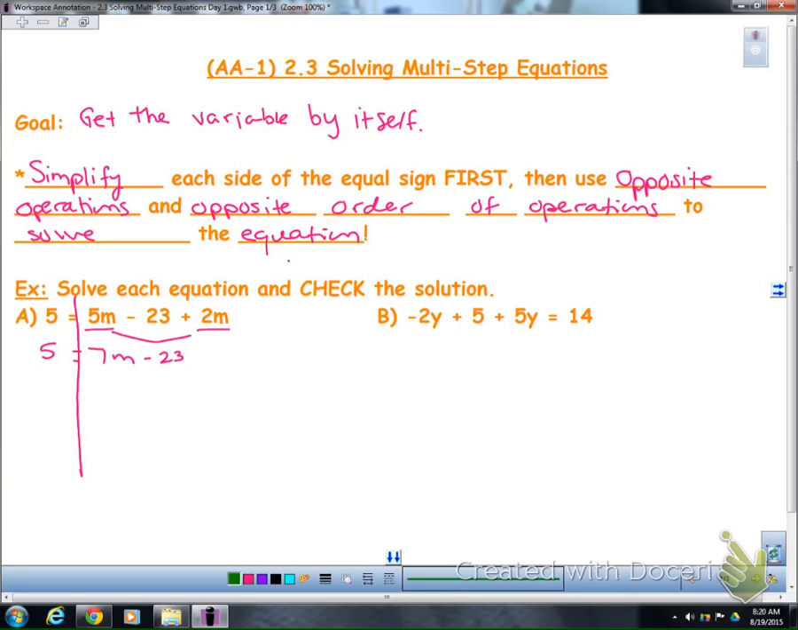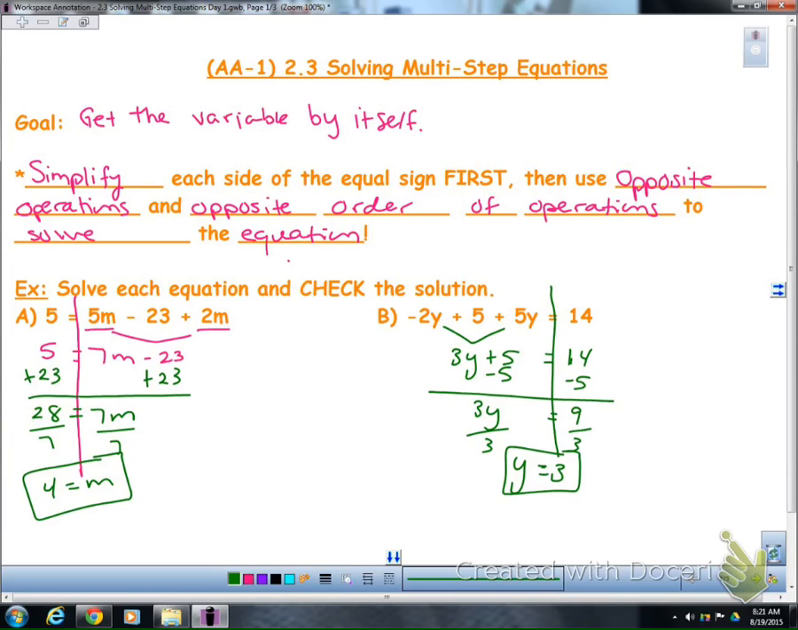Now we have an equation that looks like yesterday, where we're going to add 23 to both sides first. 5 plus 23 is 28, equals 7m. Divide by 7, and we get 4 equals m. So pause for a second and everybody do example B on your own. It's very similar to example A.